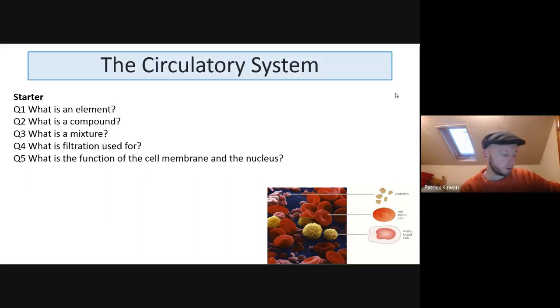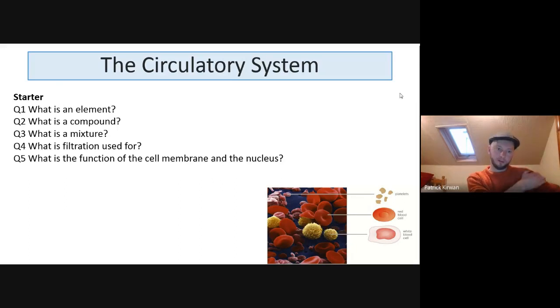So, we're going to move on to some biology, and we're going to be studying the circulatory system over the next 3 weeks. So, to start off today's lesson, I'd like you to answer the following questions in your book. You don't need to write out the question. Just write out the answer in a full sentence and I'll go through them with you now. So pause the video now and answer the questions.